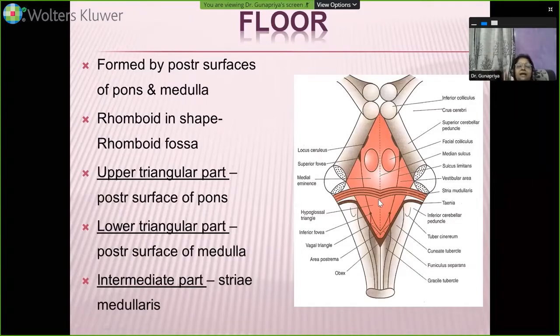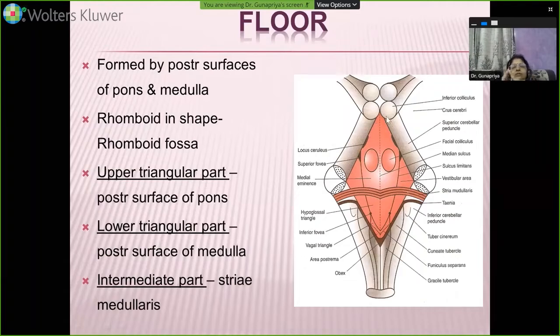The floor is none other than the posterior surface of the pons and medulla. Whatever you studied as features on the dorsal or posterior surfaces of the pons and medulla, you're going to study here once again: external features, not the transverse section features. Having finished with the roof, the roof has been removed to expose the floor of the fourth ventricle. The floor is formed by the posterior surfaces of the pons and medulla, and this floor is rhomboid in shape.